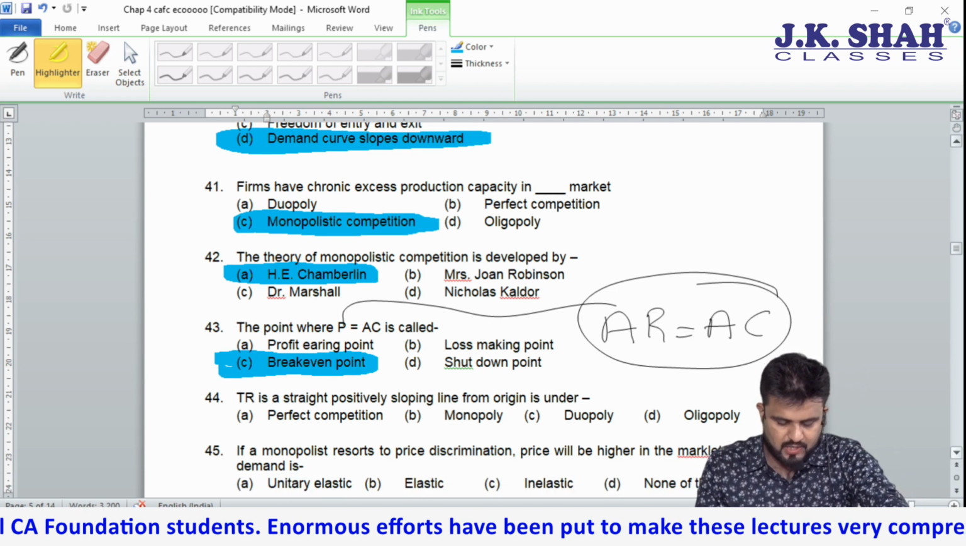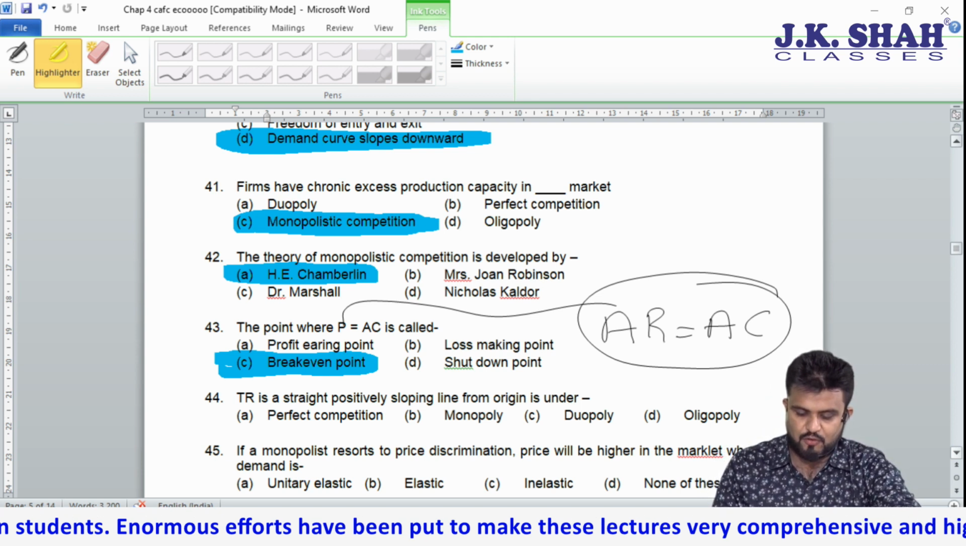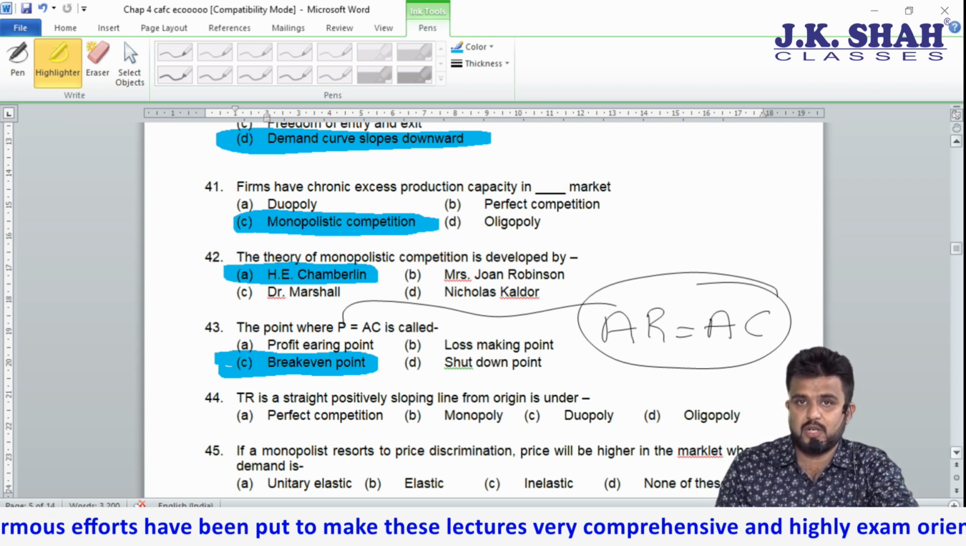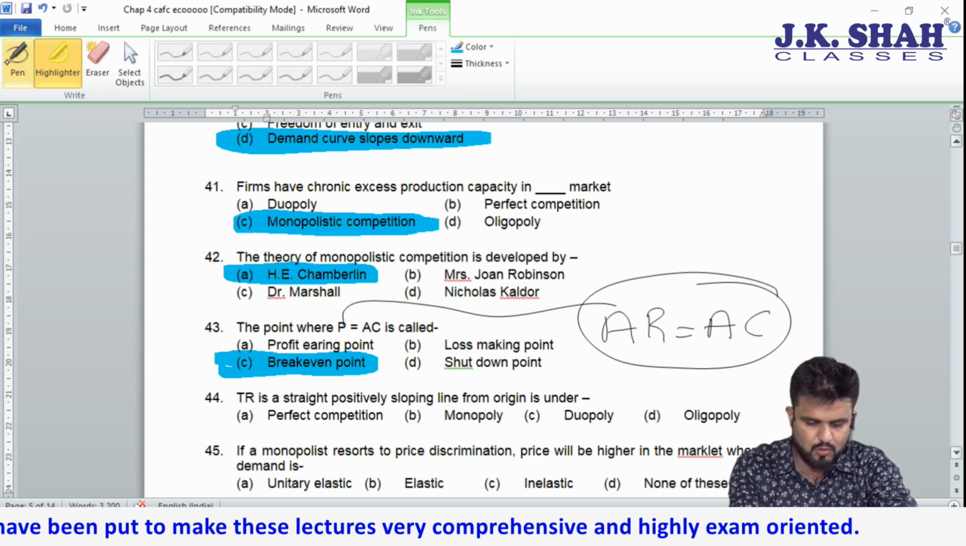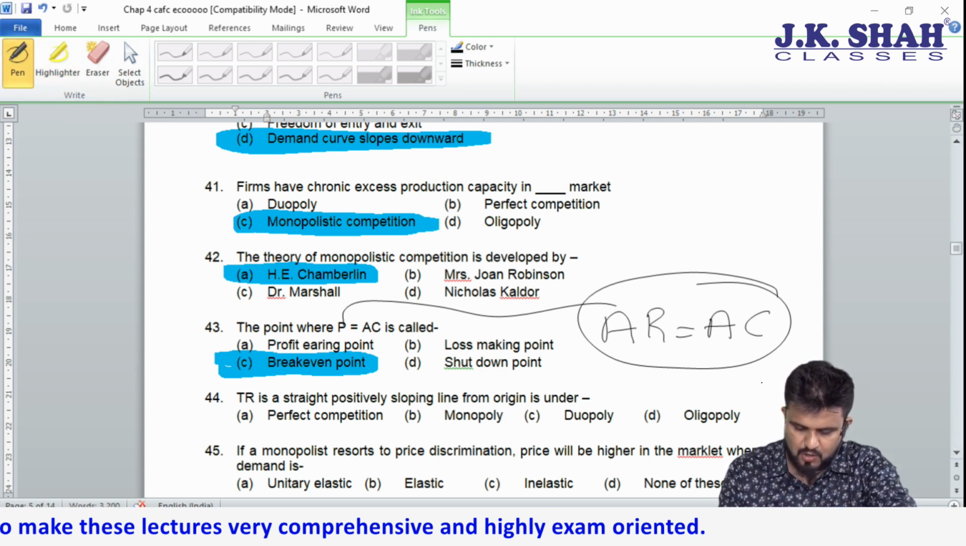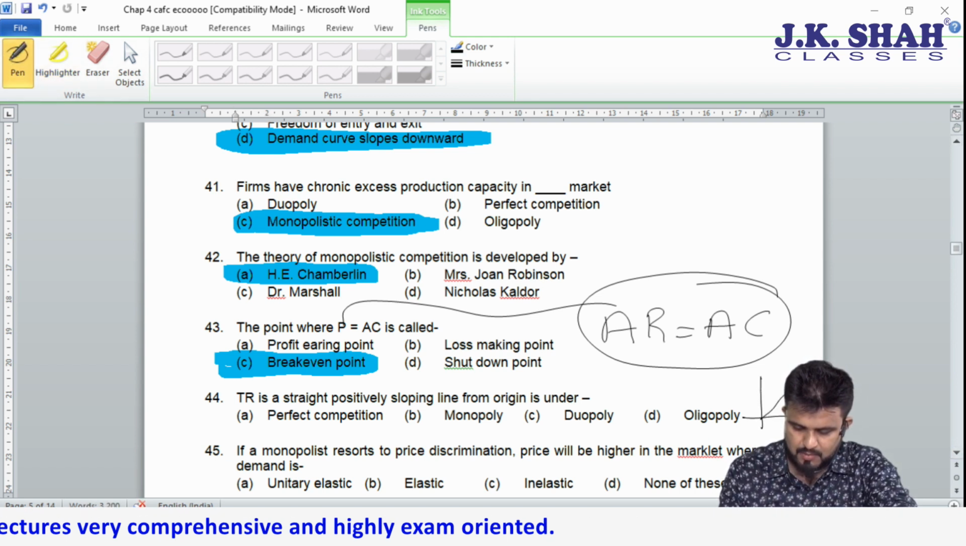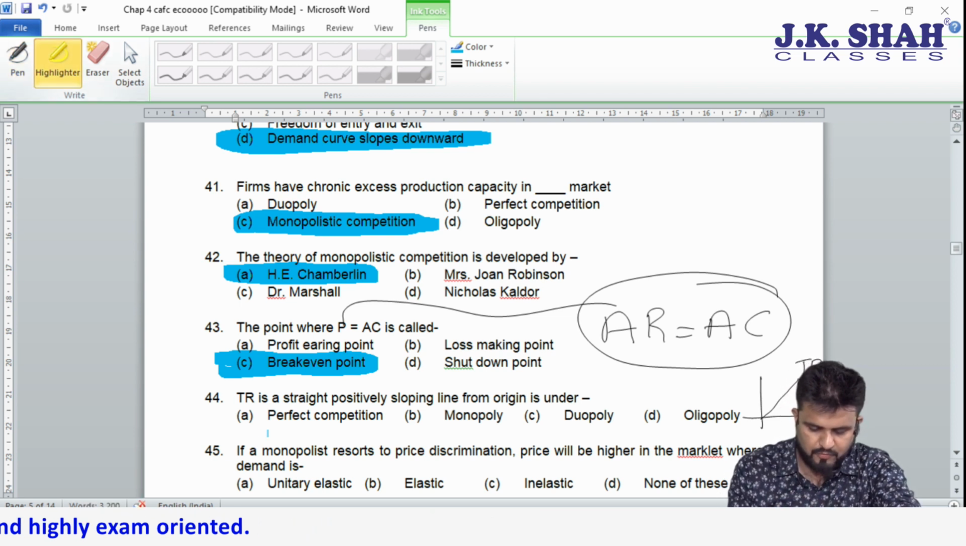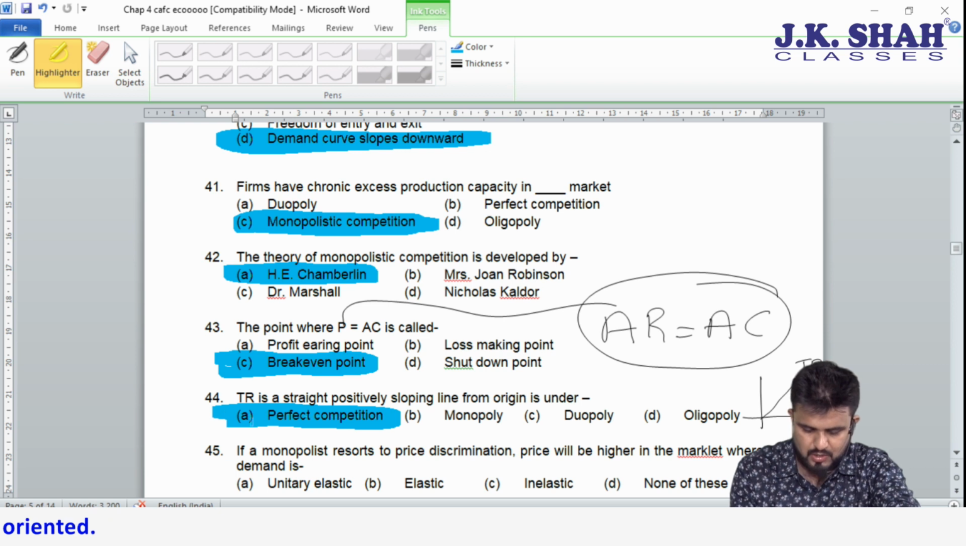TR is a straight positive sloping line from the origin. An upward sloping straight line starting from the origin is found under this diagram I am talking about: TR found under perfect competition.